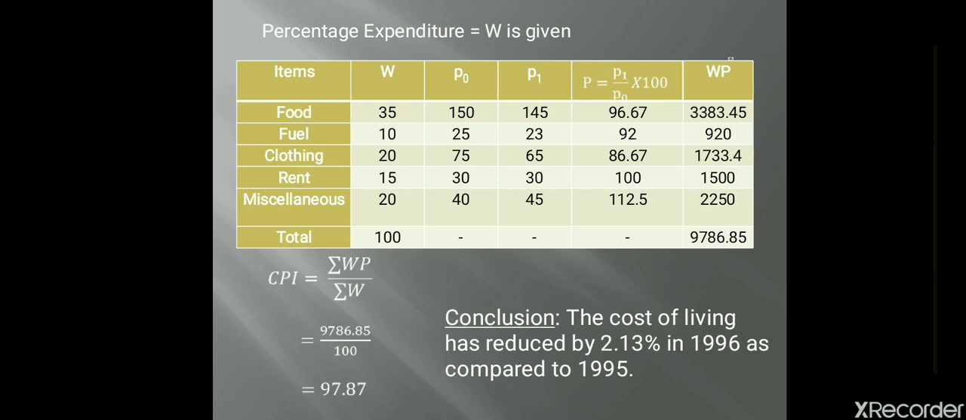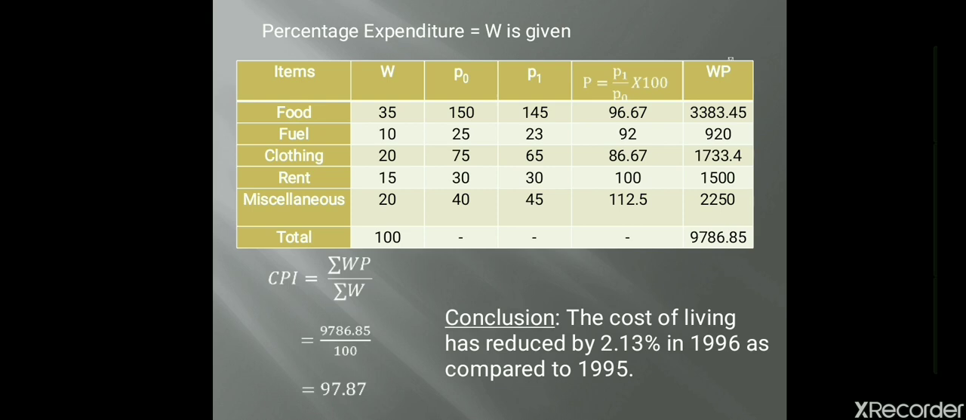The next value 20 multiplied by 86.67 results in 1733.4. The next 15 into 100 is 1500. 20 multiplied by 112.5 results in 2250. Sum up all the values in this column WP and the total results in 9786.85.